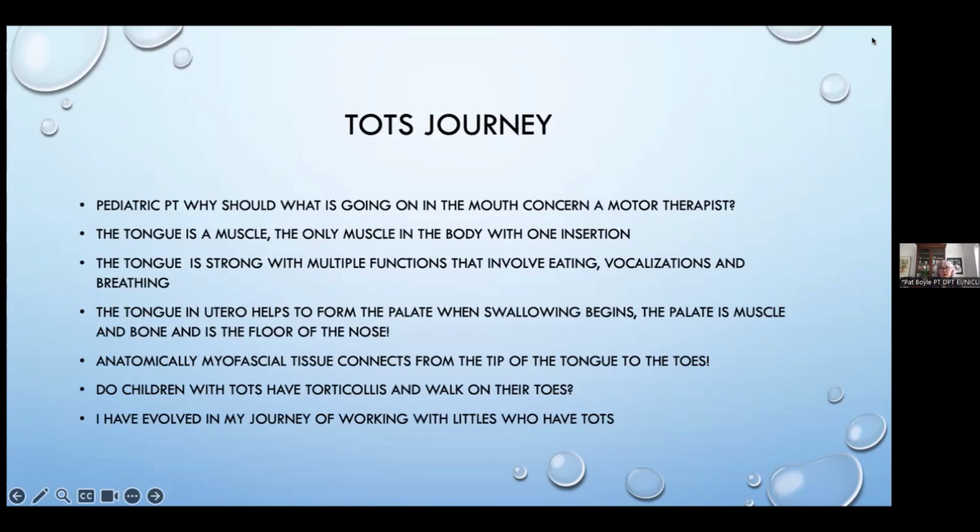So why would I be concerned with what's going on in the mouth? Well, to begin with, the tongue is a muscle. It's the only muscle in the body with one insertion.